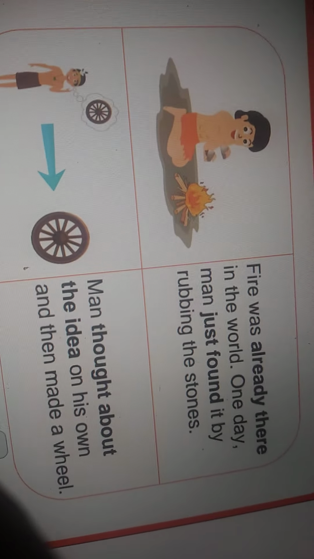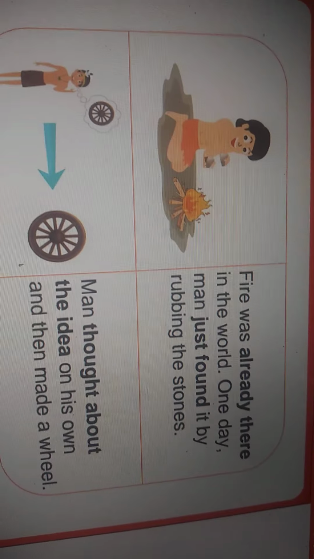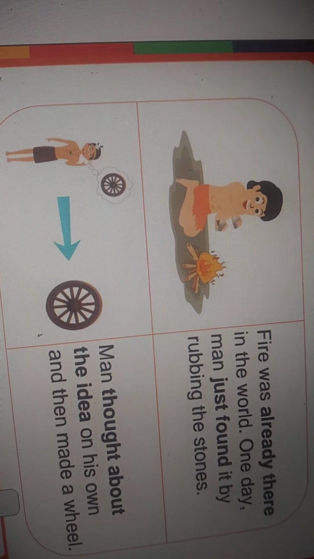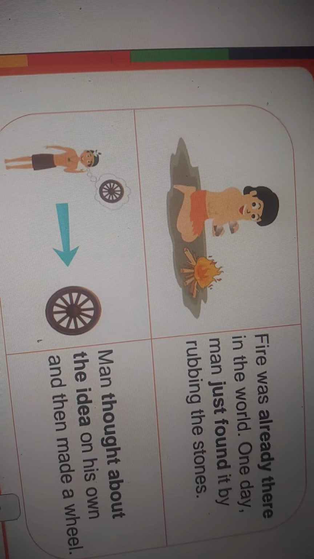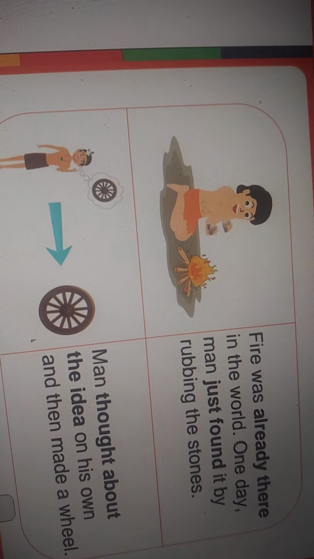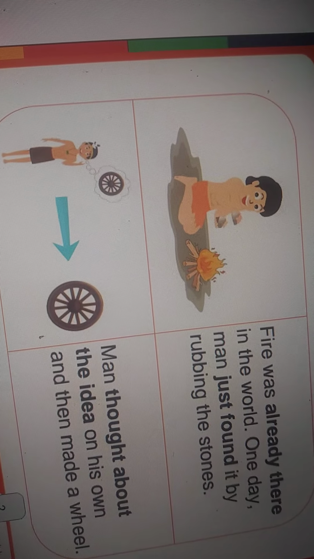But see the next one. Man thought about the idea on his own and then made a wheel. Already in the world there is only the material, stone, wood, and everything we have in the world. But we don't have any shape or design for a wheel. But it is made by man.